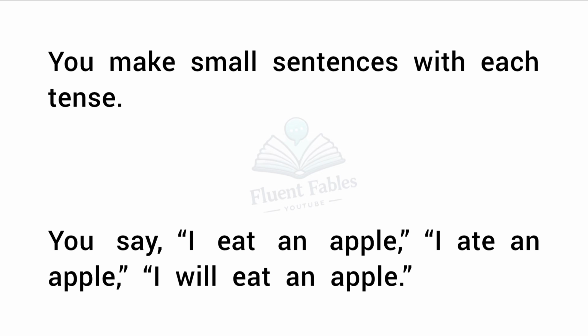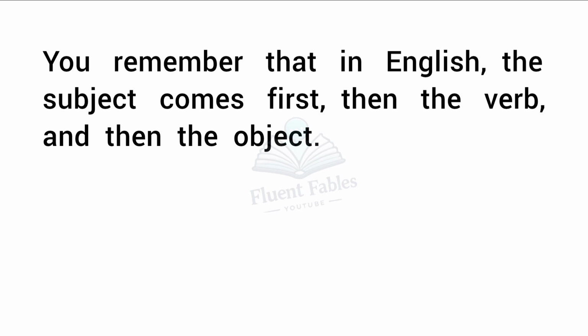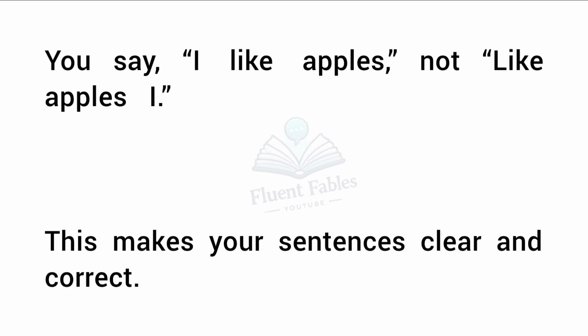You make small sentences with each tense. You say, I eat an apple. I ate an apple. I will eat an apple. You repeat these many times until they come naturally. You also pay attention to word order. You remember that in English, the subject comes first, then the verb, and then the object. You say, I like apples, not like apple's eye. This makes your sentences clear and correct.